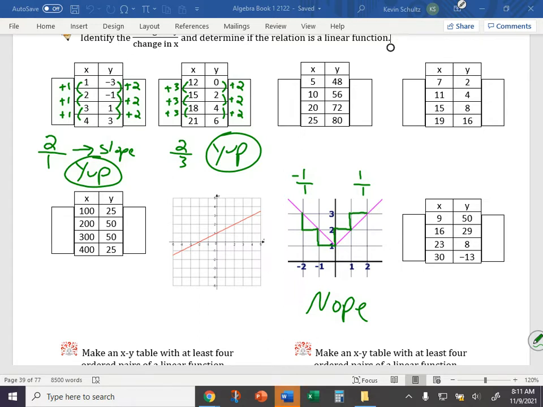So what table was a clear nope for you, Jack? It was the third one. Why was that a clear nope? Because on the x side, it goes 5, 10, 20, and 25. The change from 5 to 10 is plus 5, right? The change from 10 to 20 is plus 10, which is different. And then 20 to 25 is back to plus 5 again.